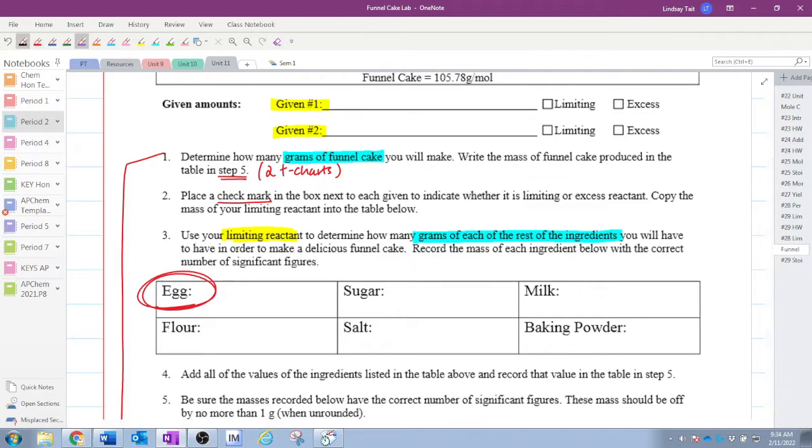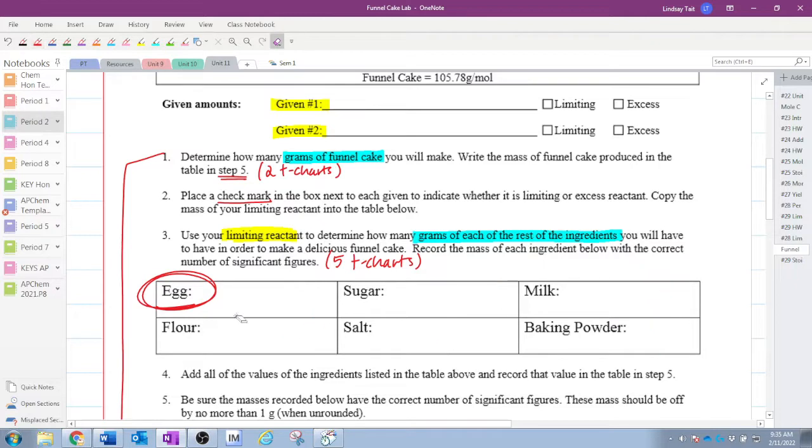So when I'm done, I'm going to have 5 T-charts. The limiting reactant I don't need its own T-chart for because that's what starts all of the T-charts. But I need 5 T-charts for the 5 other ingredients.